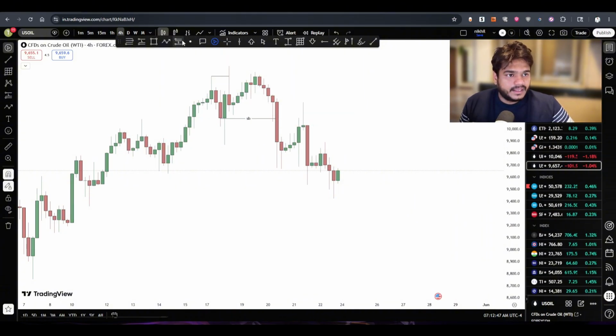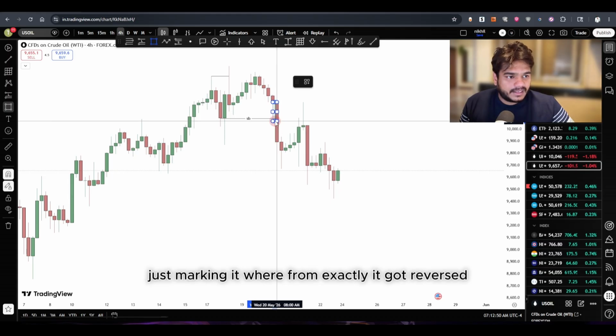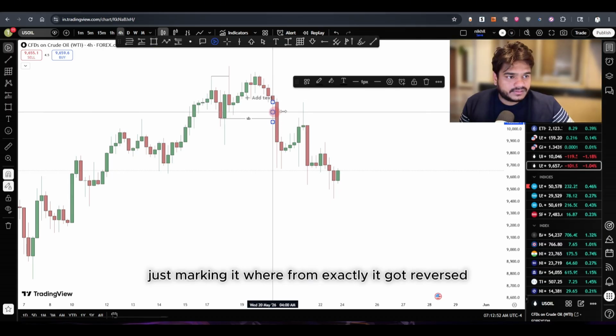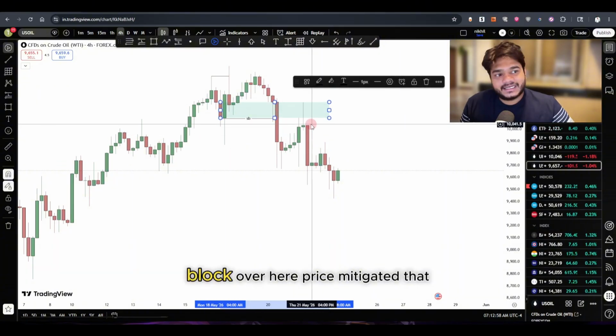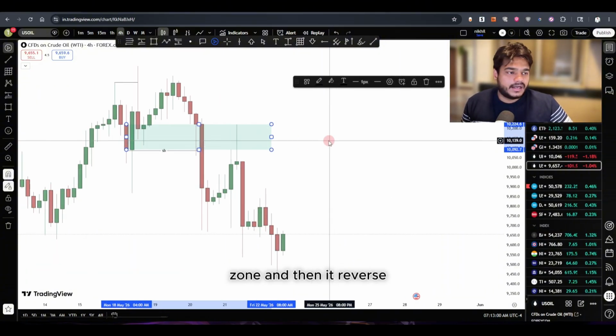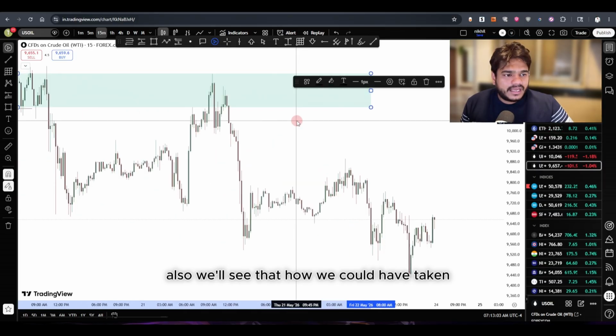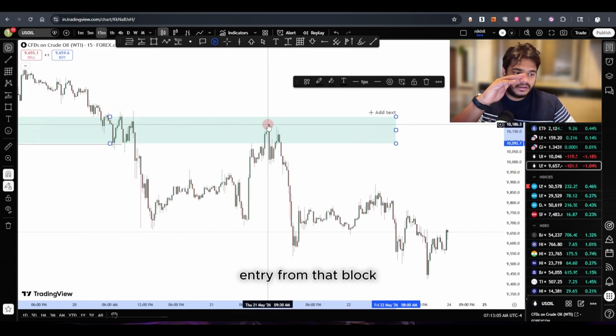then price tapped into that fair value gap, respected that fair value gap, and then we reversed back from there. I'm just marking where exactly it got reversed. Or you can also see that there is a mitigation block over here. Price mitigated that zone and then it reversed. Also, we'll see how we could have taken entry from that block.